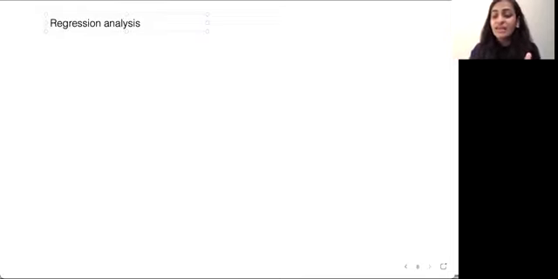Regression is just having an equation, the formation of an equation, which helps us identify by how much the variables are correlated. That is going to be your regression. So it tells us by how much the correlation is there.